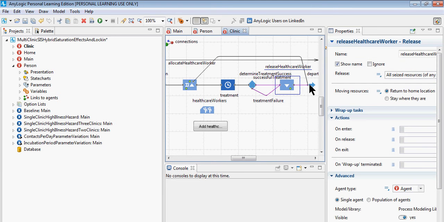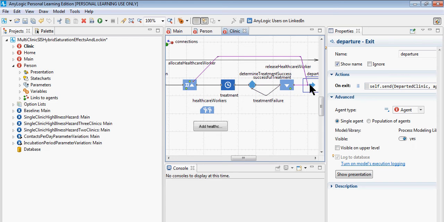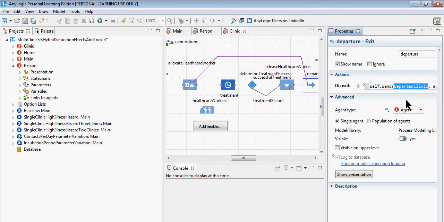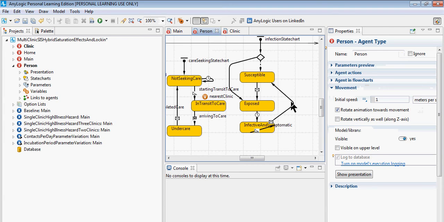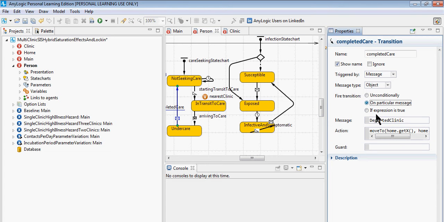Does anyone want to hazard a guess? Where would that cured message bring them? Yeah, it's in the infection state chart. And from what state to what state? I'll give you a hint. They only present for care if they're symptomatic. So, back to susceptible. So let's go look at that transition here. And you notice that they will go back to susceptible if they receive the message cured. Okay?